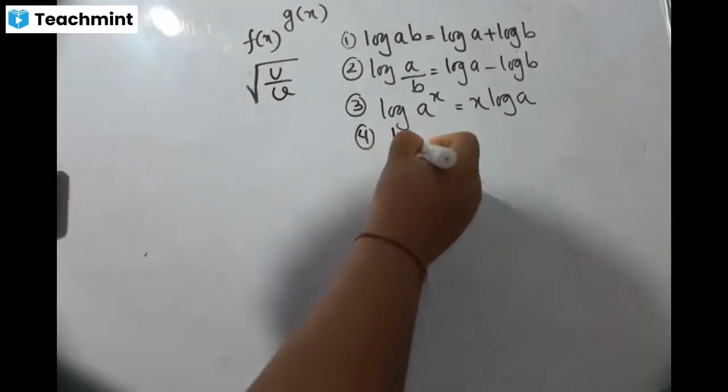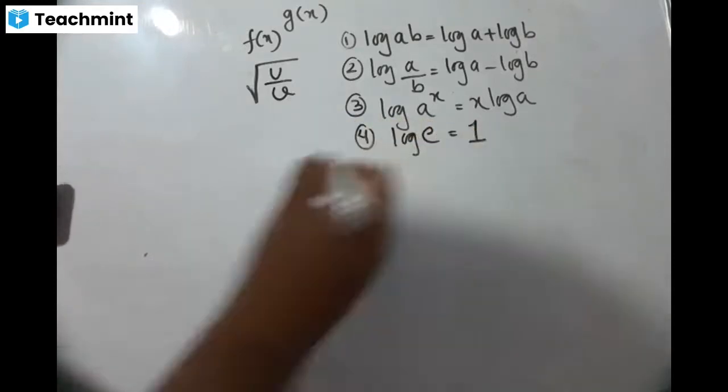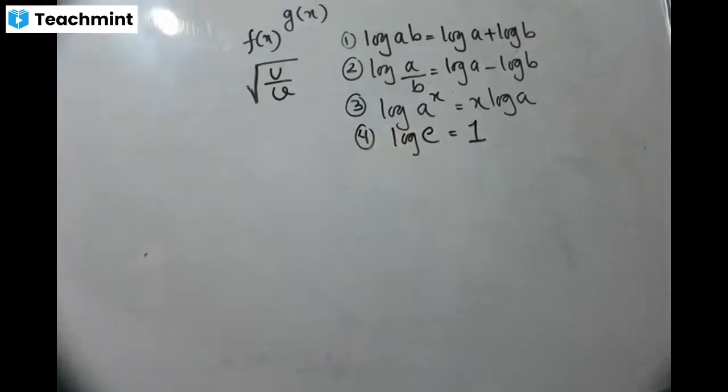The fourth property is the value of log e is 1. The value of log e is 1. So these are the four properties on log.